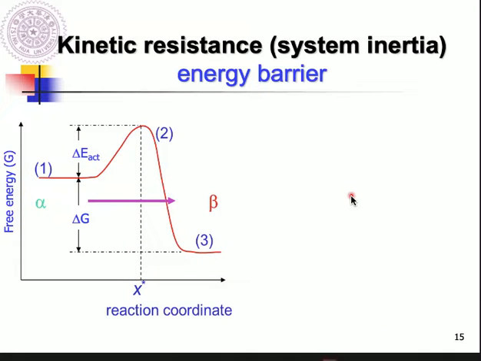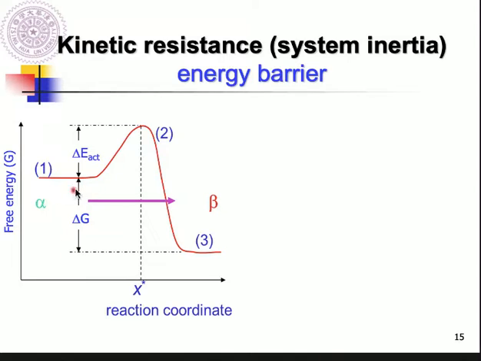Okay, so the other thing is, I'll give you an example. Another example is a phase transformation. Then we can talk more about the energy barrier or the system inertia part. In this case, we also have a graph of free energy G versus the reaction coordinate. This reaction is alpha converted to beta phase.